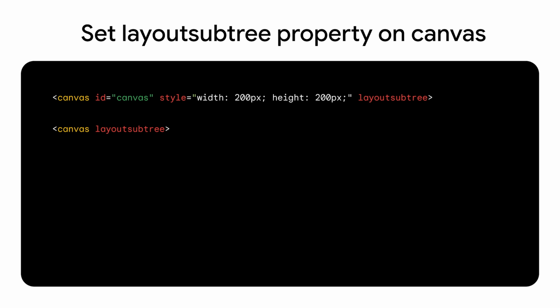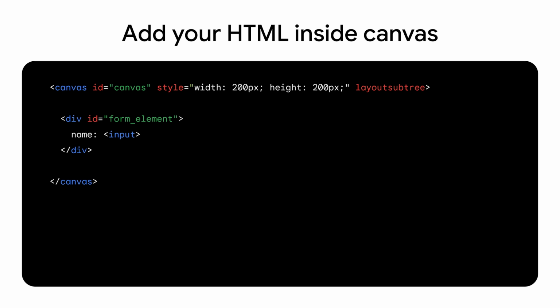The first thing to do is to set the layout subtree property on the canvas tag you're painting into. This causes the browser to be aware of the content in the canvas and sets it up to be hit tested and exposed to systems like accessibility and browser features. You can then just write the HTML code within the canvas tags, such as adding a form element and an input. And you can write this HTML directly as you're authoring or programmatically add it through JavaScript.